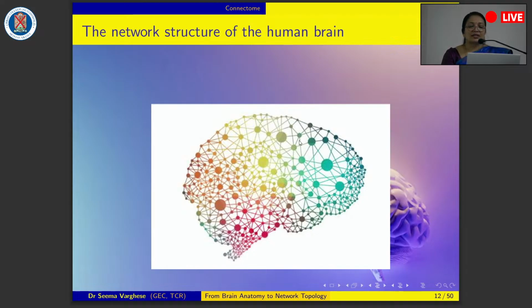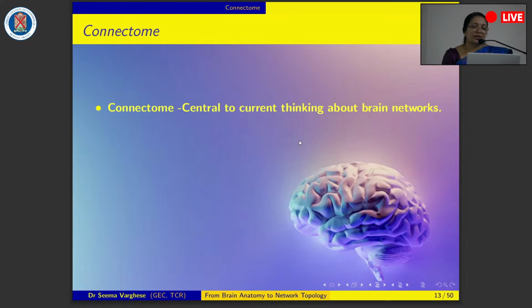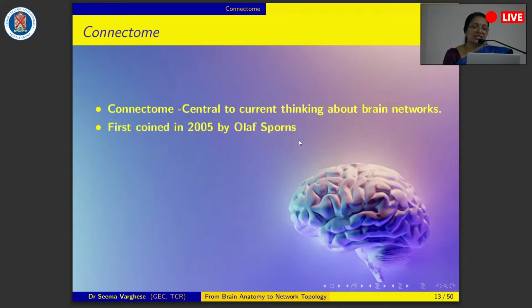So here you can see vertices of different sizes, and colors are also important for some type of identification, and the edges are also weighted. The weights will be attached to the edges when you form the matrix. This matrix, the adjacency matrix of the brain, is called the connectome. It is the central idea about brain networks. It was first coined in 2005. It was in 2005 that neuroscience first used graph theory as a tool.